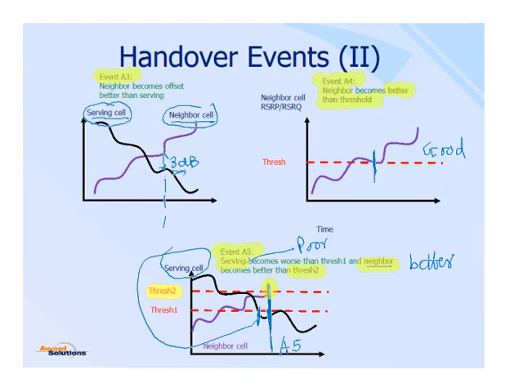So in summary, there are 5 events defined, A1 through A5. It is up to the E node B to configure the UE with those events. So maybe the UE is configured with only A5. In that case, whenever event A5 occurs, the UE will send a measurement report. It is entirely up to the E node B to decide under what circumstances, for which conditions, it would like to receive measurement reports from the UE.